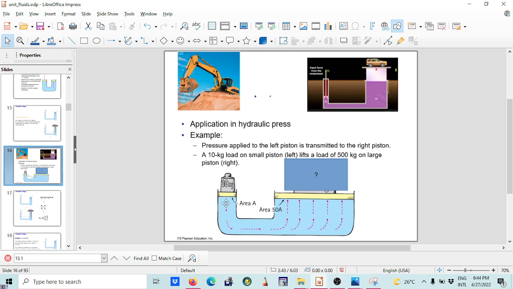So let's say you have a piston here and the fluid is not moving. You see that the same pressure is going to be transmitted all over. That pressure here is going to be transmitted here, but also here, and here, and here. So it's the same pressure all over. But the area here is 50 times smaller than the area there. So what do you think is going to happen here? How much can you lift here?